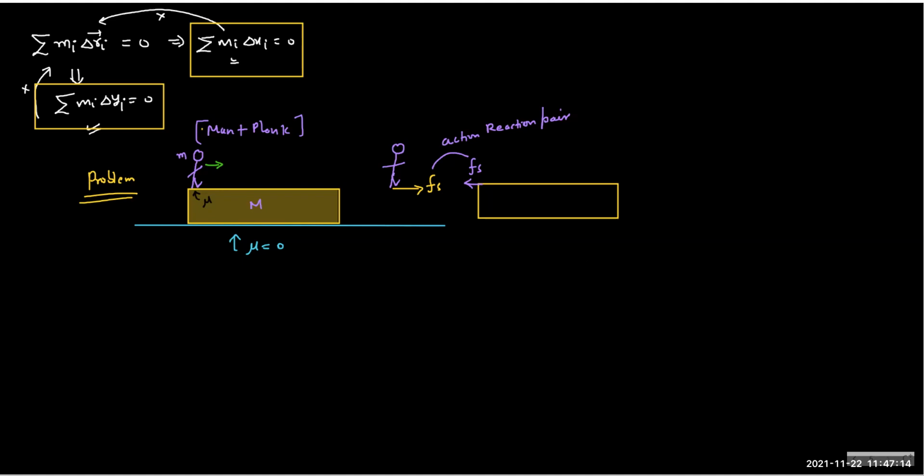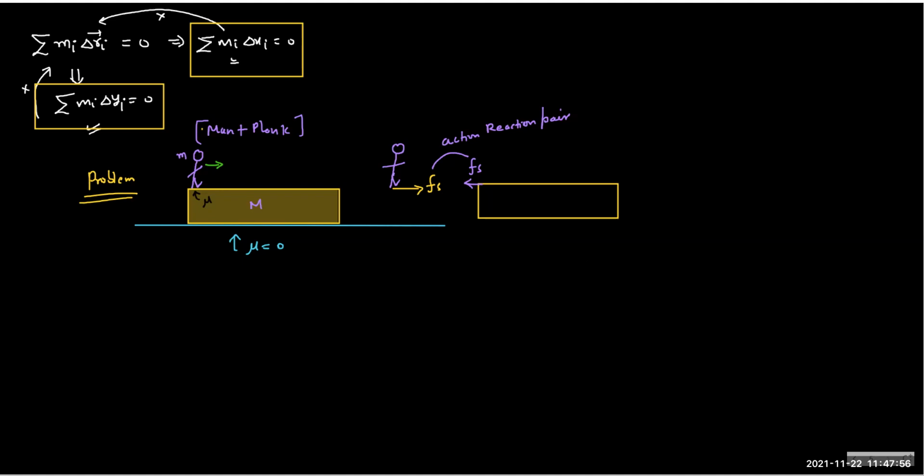Now the moment the man starts walking on the plank, imagine this: if the man is trying to walk on the plank in the right direction, so in a way, the mass moment is shifting in which direction? Towards the right. If the plank is not moving and only the man is walking towards the right, how will the mass moment shift? The obvious answer is towards the right.